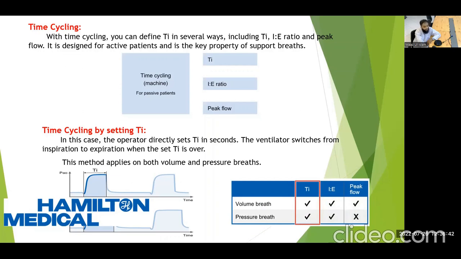In a volume breath, TI applies, the IE ratio applies, and peak flow also applies. While in a pressure breath, TI applies and the IE ratio applies, but not peak flow.